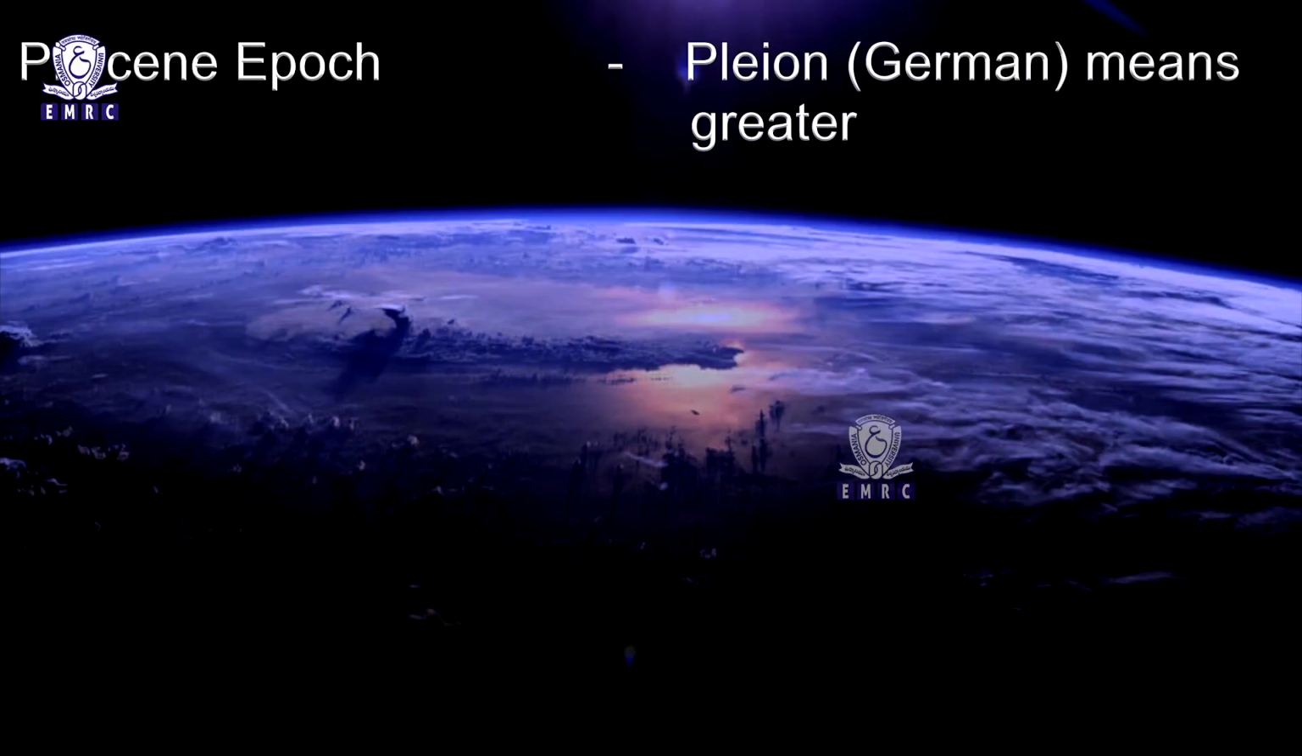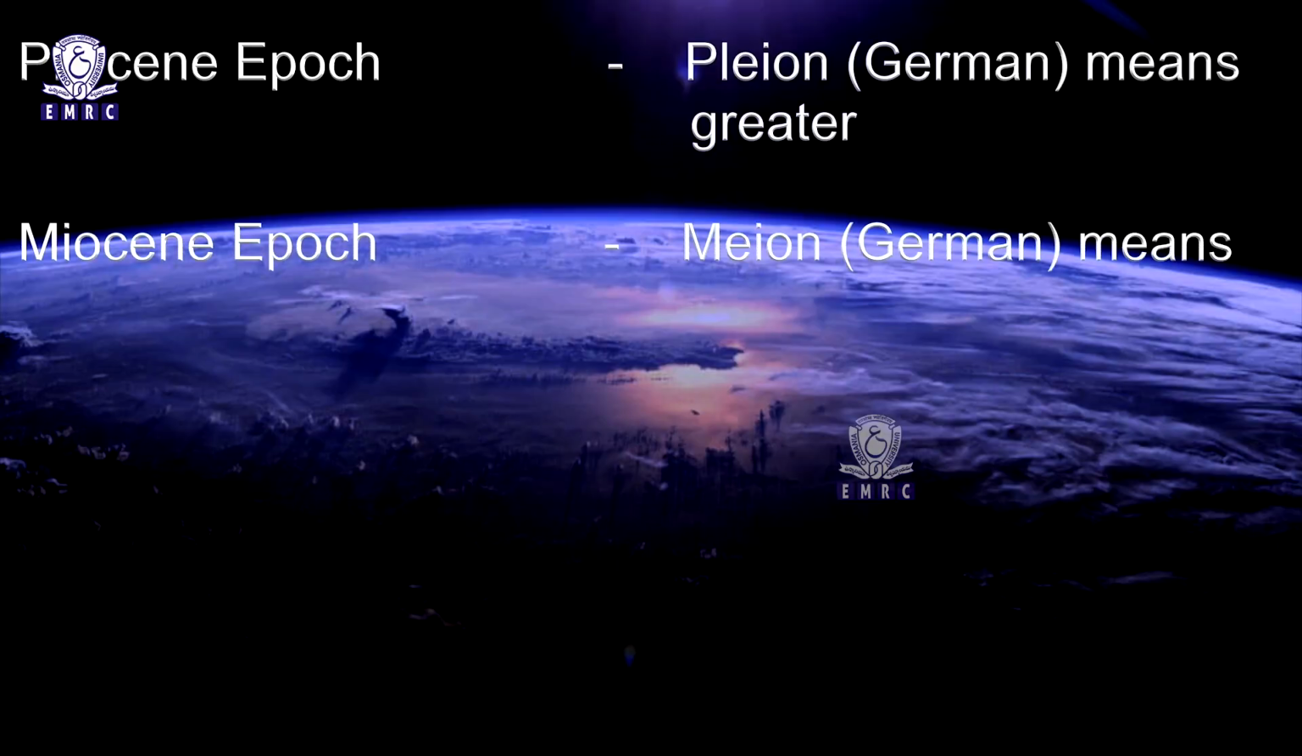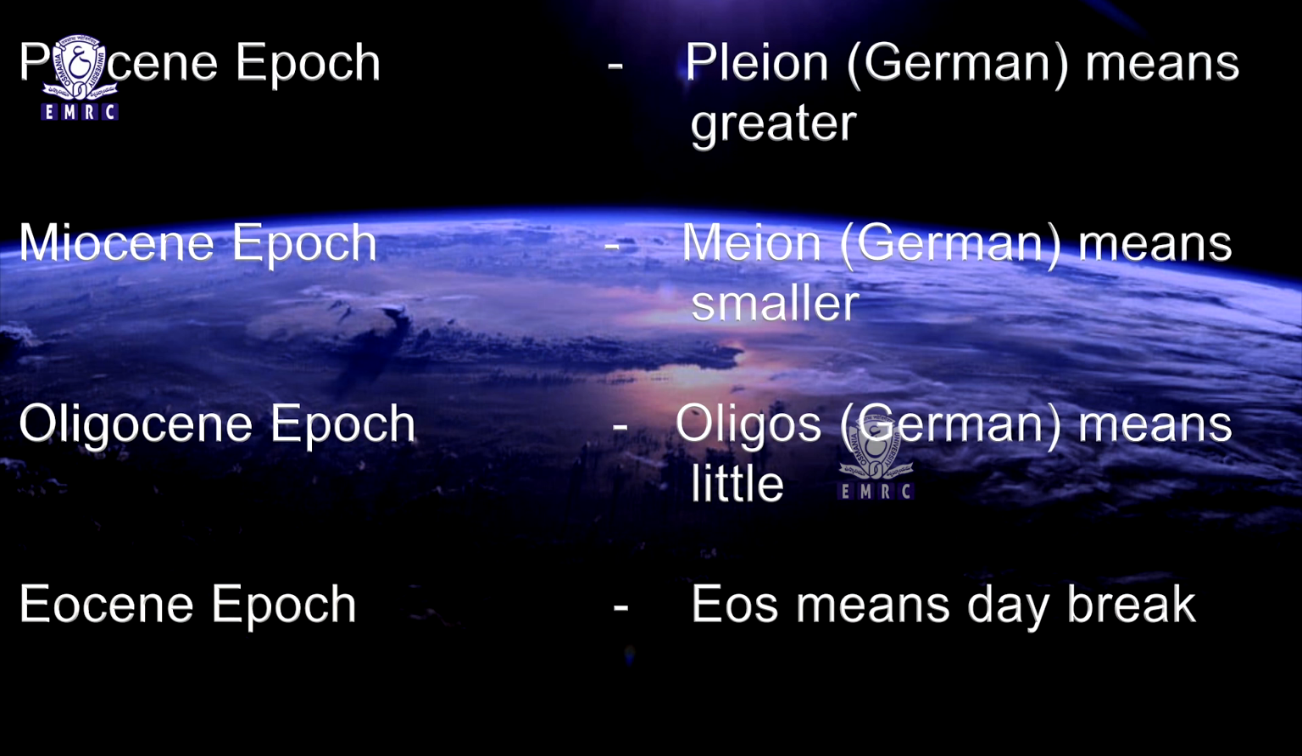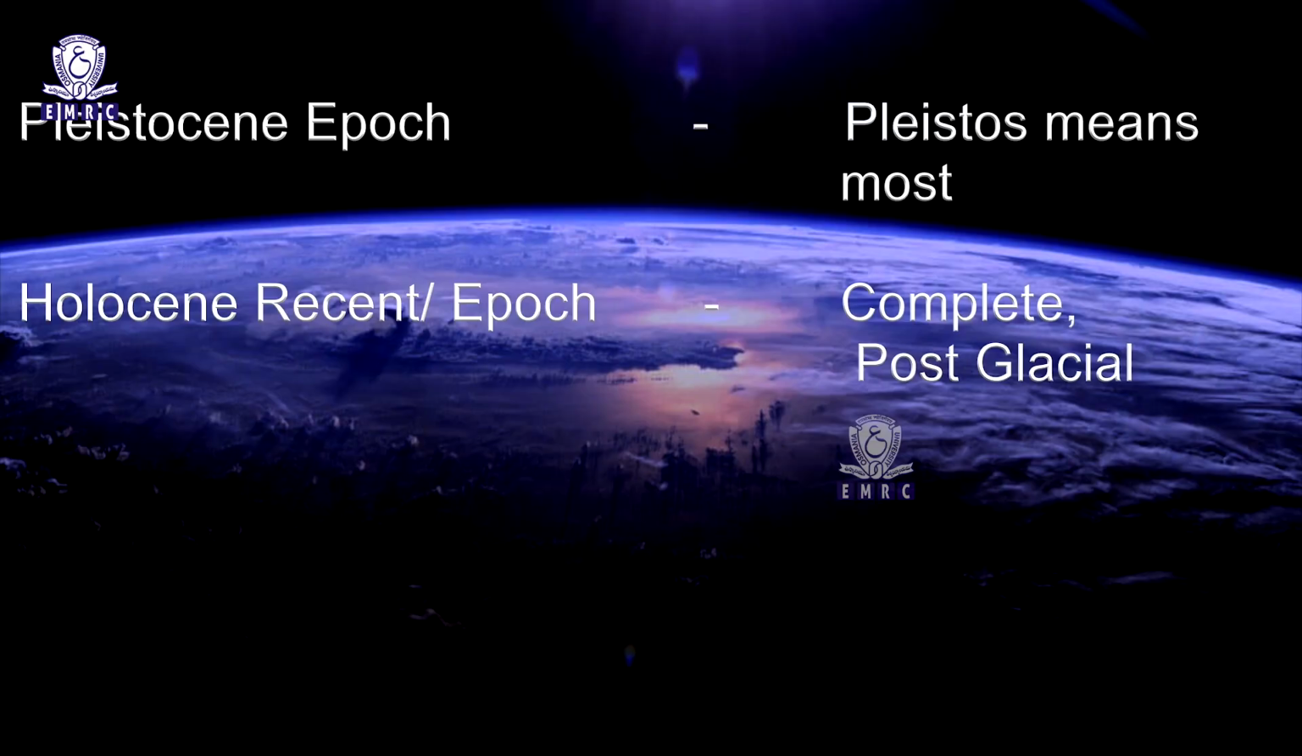The Tertiary period is again divided into the following epochs. The first one is Pliocene epoch. The term Plion in German means greater. Miocene epoch. Mion in German language means smaller. Oligocene epoch. Oligos in German means little. Eocene epoch. Eos means daybreak. The Quaternary period is divided into 2 epochs. The first one is Pleistocene epoch. The term Pleistocene means most recent. Pleistos means most. Holocene or recent epoch is complete. Most glacial.